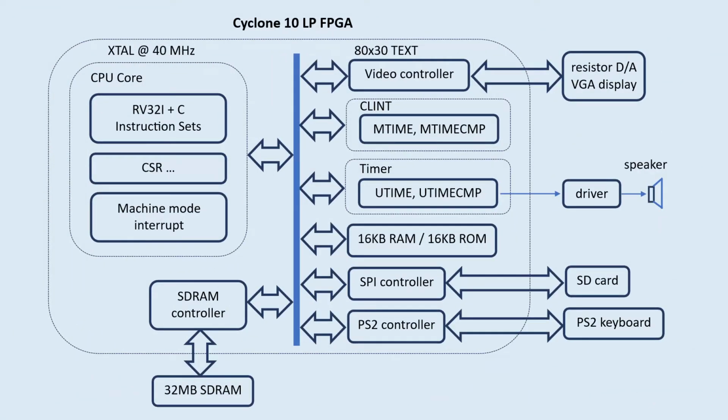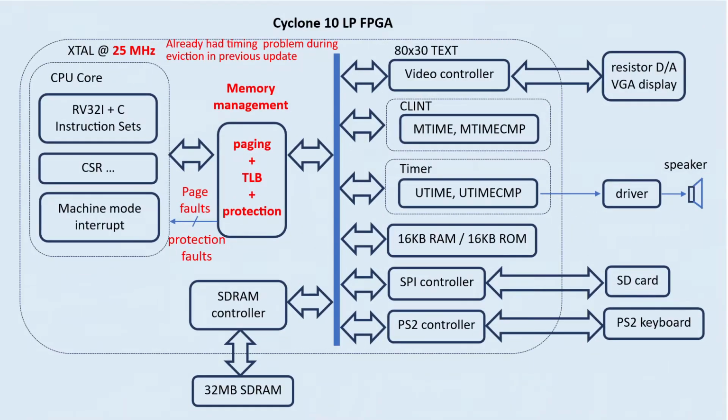This is the system we had before, and we will make room for this new implementation. In addition to the new implementation, I also reduced the system clock to 25 MHz. Actually, I already had some timing issues with cache eviction last time, but I used some logic to mask the problem. Now it's getting worse, so I just decided to lower the clock rate.